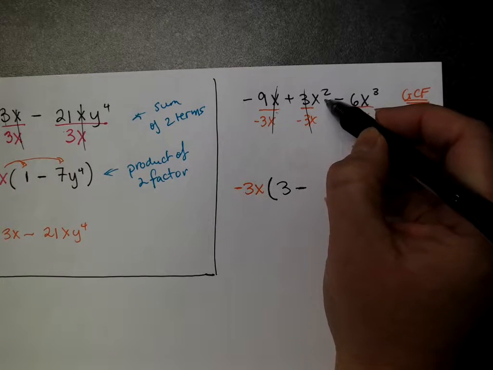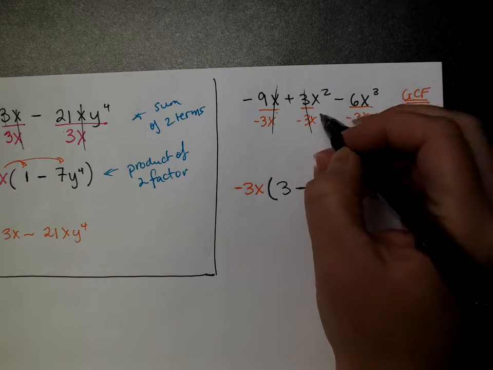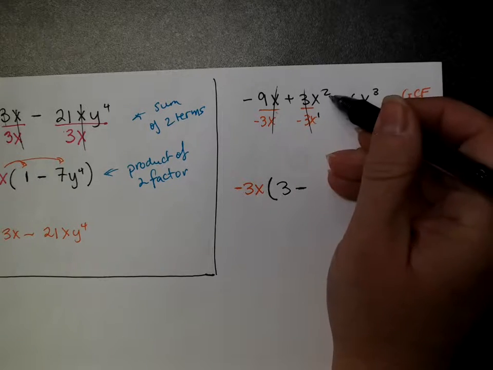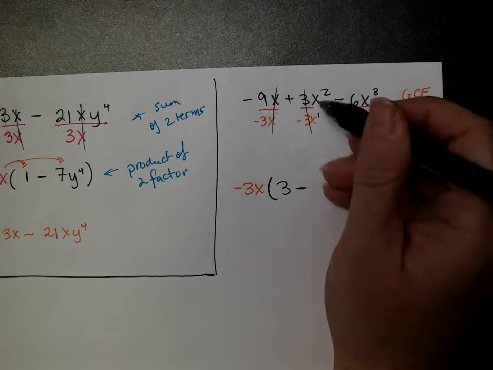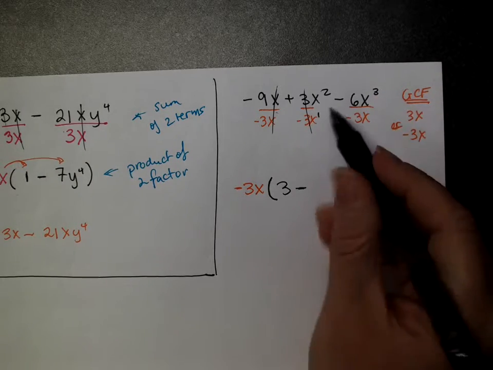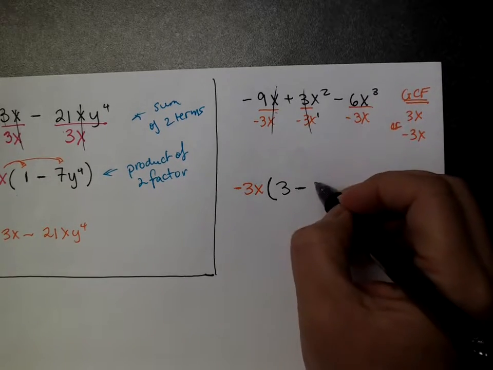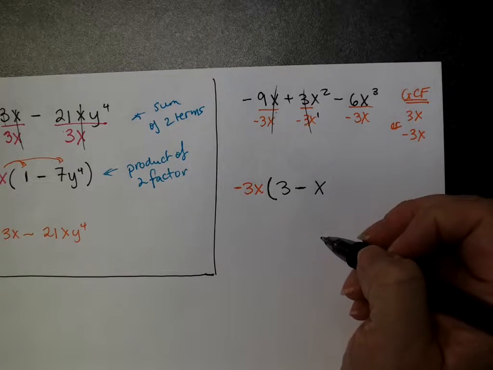And x squared divided by x. X. Quotient rule, 2 minus 1. Visually, you're thinking, 2 on top, 1 cancels out on the bottom. But by the quotient rule, 2 minus 1 leaves x to the 1, or just x.